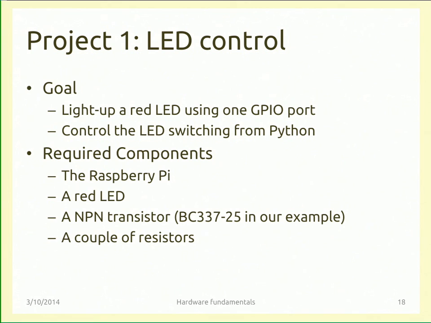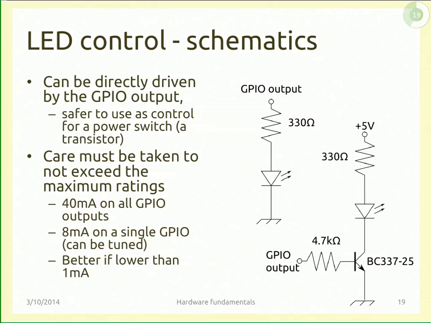And there I brought an NPN transistor. That's mainly because we will see we can directly drive the LED, but actually it is advisable to not draw too much current from the 3.3 volt power supply. So that's why we need a driver. A driver is a device that is able to be controlled by the GPIO ports and to control a higher amount of power, higher than the one that can be sunk or sourced by the Pi. And the transistor is one of them. And then we will need a couple of resistors.